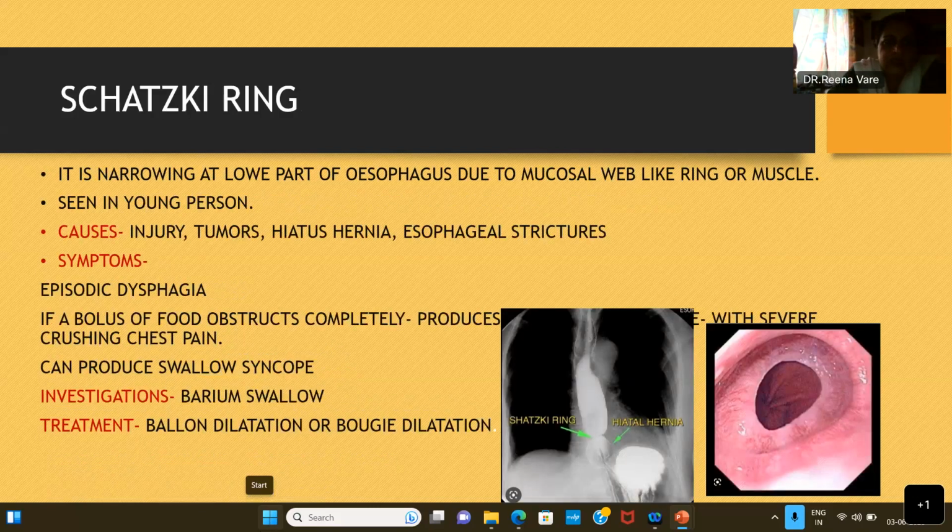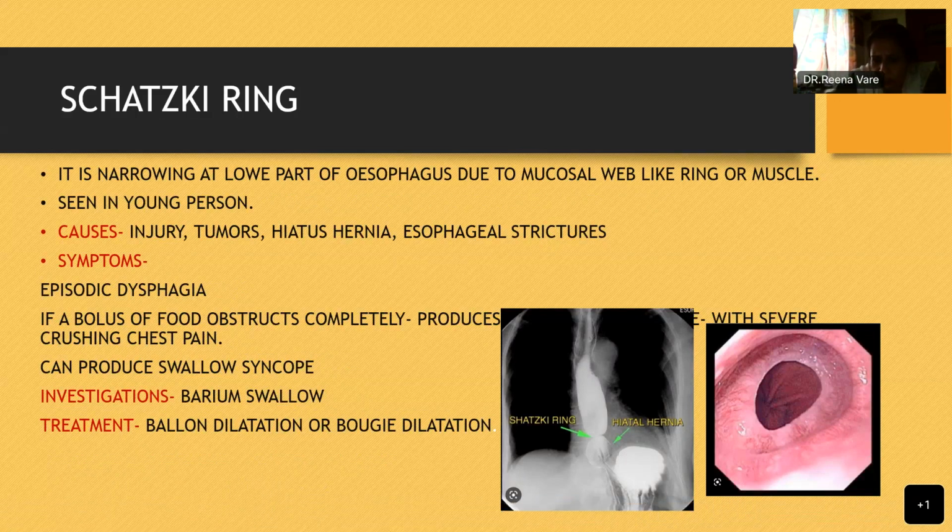Now, Schatzki ring is a narrowing at the lower part of the esophagus due to the mucosa forming a web-like lesion, usually seen in young people who have some injuries, who may have had some trauma, or hiatus hernia or strictures. Now in this, you can see this is the ring which you are seeing. See, here is the hiatus hernia and here is the ring which is formed. So this is what you see on barium swallow.